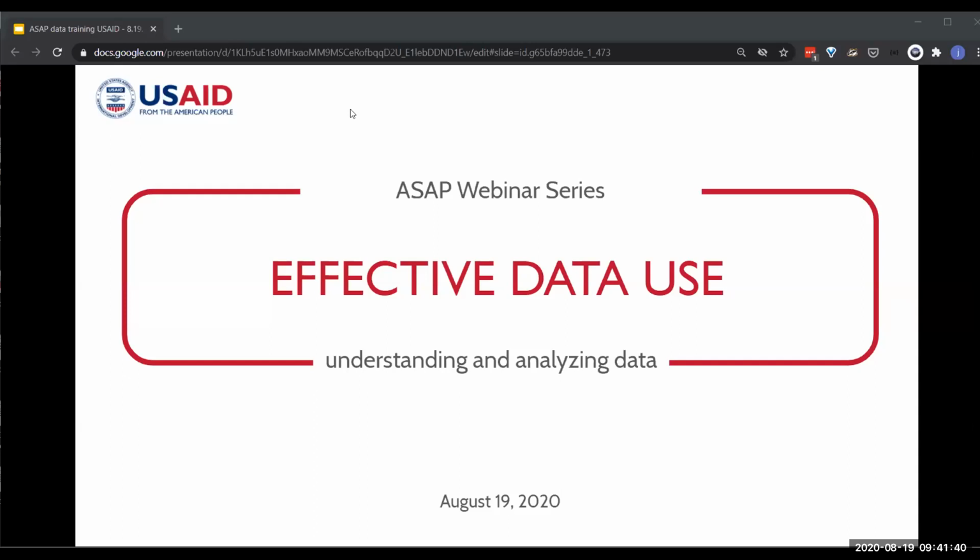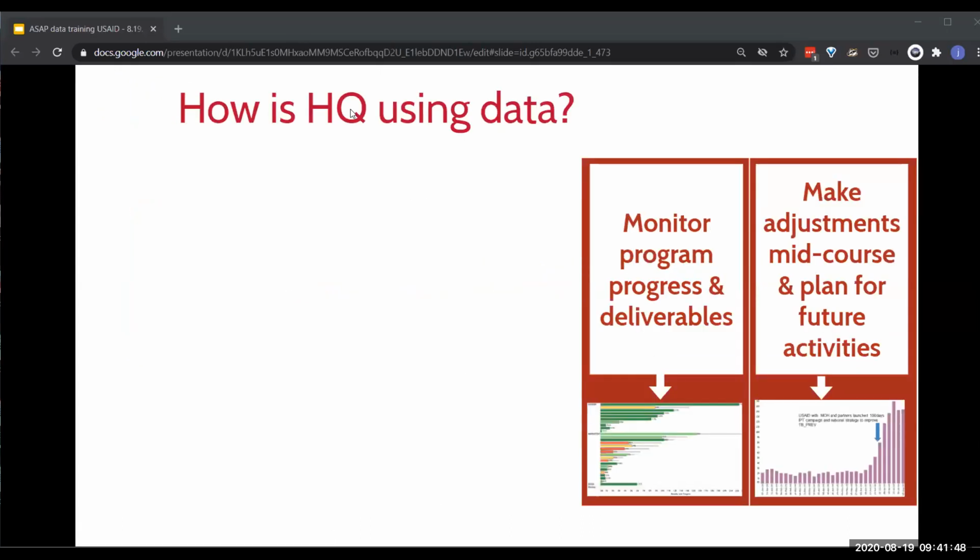Now, you can do this or you can do your own thing. And we're always interested in understanding how partners are using the data. And so we're going to talk a little bit about that at the end. So, the main thing is headquarters wants to monitor program deliverables and make adjustments and plan for future activities. So is what we're doing working? If you think about that question that we started the training off with, is PEPFAR meeting its goals?